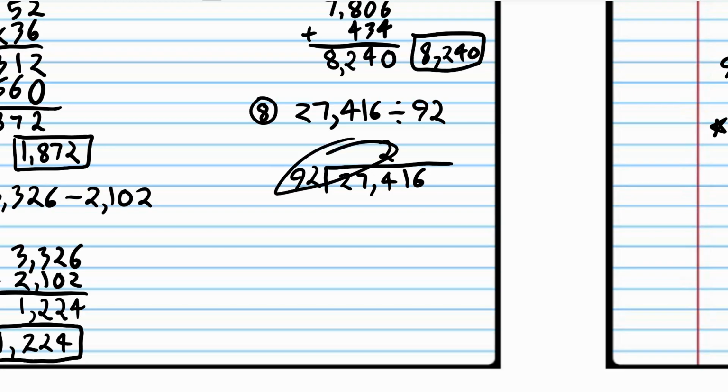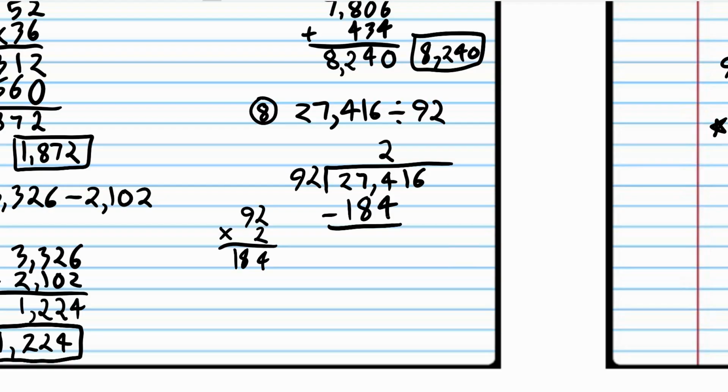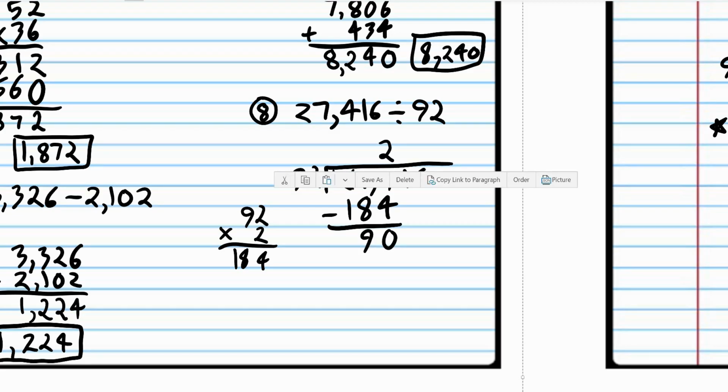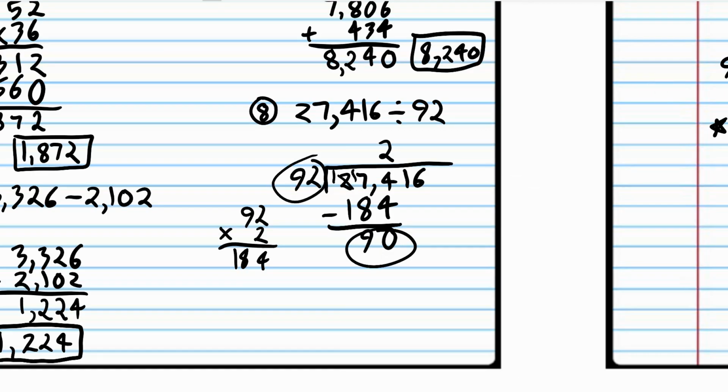Step 2 is you multiply these two numbers. 92 times 2 is, well, you might have to do that off to the side. 2 times 2 is 4, 2 times 9 is 18. So 92 times 2 is 184. Then you do subtraction. 4 minus 4 is 0. 7 minus 8 we can't do, so we borrow from the 2, it becomes a 1. And the 1 that we borrow from the 2, you add it to the 7, so it becomes 17. 17 minus 8 is 9. All right? And we want to make sure that this remainder is less than the divisor, and it is.